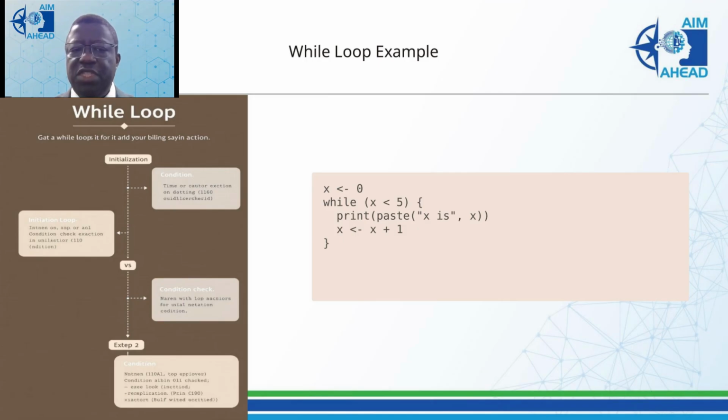We utilize the paste function to display the current value of x. Subsequently, x is incremented by 1. The while loop will continue to evaluate the specified condition and execute the corresponding block of code. This process will continue until x is no longer less than 5. Through this example, we demonstrate how a while loop allows for the repeated execution of code, providing an effective means of incrementing a variable and halting processes based on predefined conditions.